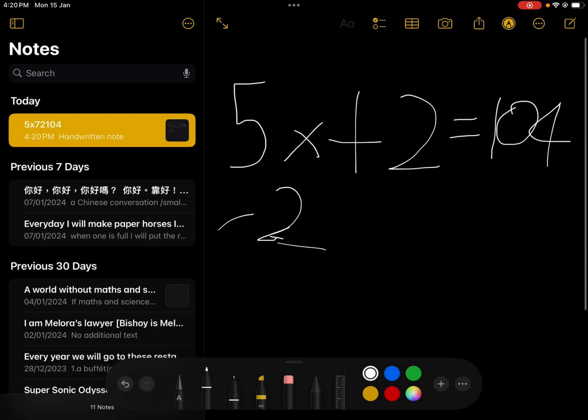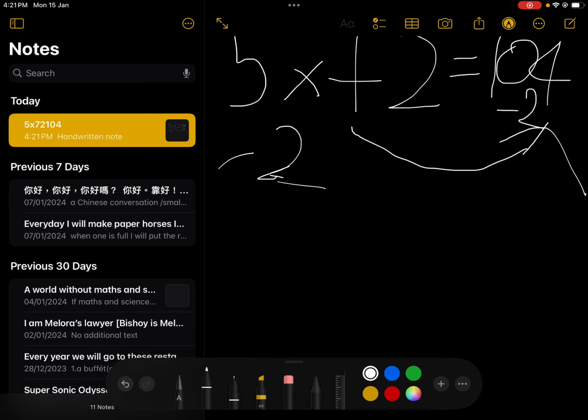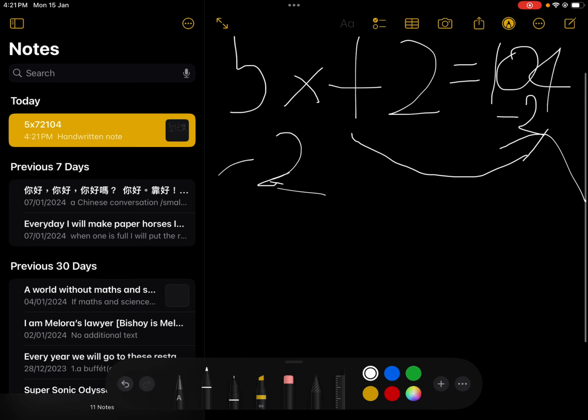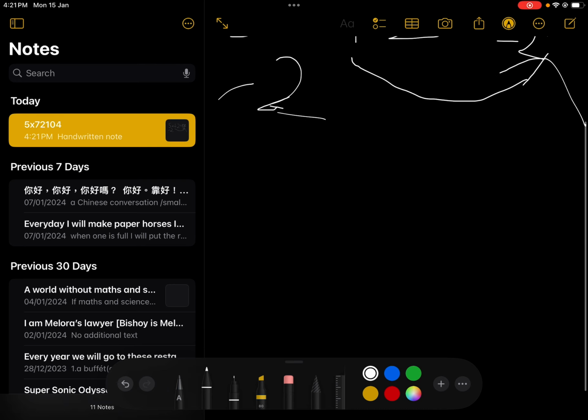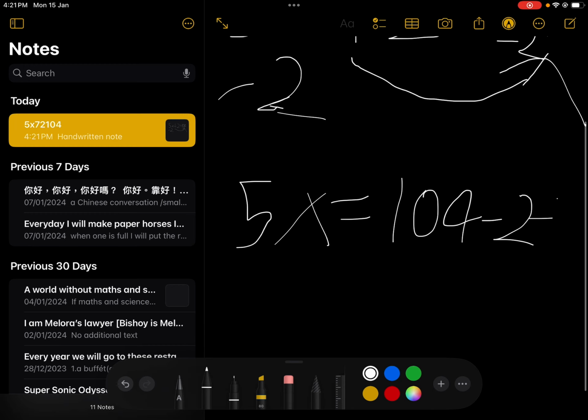This is the variables, so it's in its wrong place. So we're going to go to the other side. But it's not going to remain plus 2. It's going to turn to minus 2. Why? Well, since it's going to the other side, it's going to have to flip, so it'll become minus 2. So minus 2, and then this minus 2 is in its place, because we keep it. So now here comes the result. 5x equals 104 minus 2 minus 2.